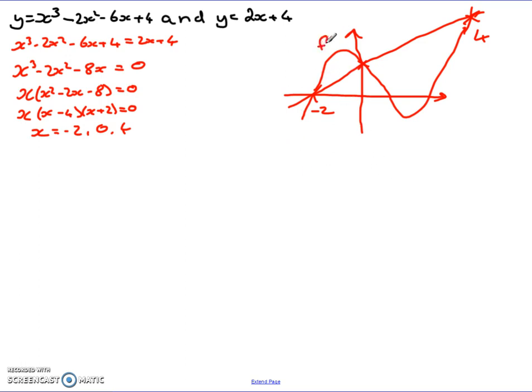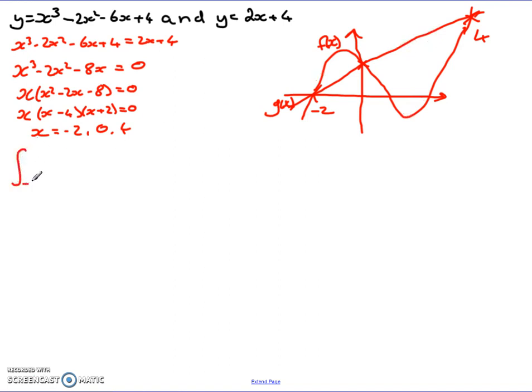So if I call my x cubed curve f of x, and I call the straight line g of x, I know for this first section, it's going to be f of x take away g of x, so this one subtract that one. But for the second section, it's going to be g of x take away the f of x, because the g of x is now the upper limit. So I'm going to have to do two integrals here.